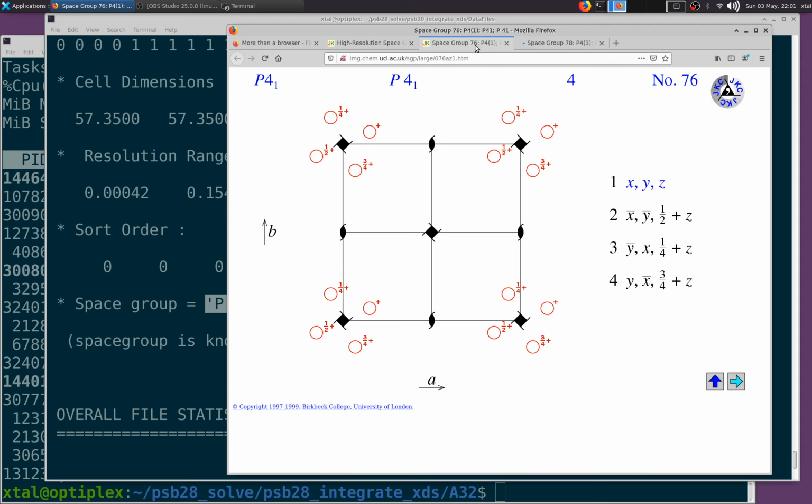So if we look at P41, if we have an XYZ, there are 3 more symmetry related positions. If we look at this, it has a 4-fold screw axis and a 2-fold screw axis created by symmetry, and no other symmetry elements. There are no 2-fold axes here and no 4-fold axes. So that's P41. And if we look at P43, it's the same, but you see the orientation of the screw axis goes the other way.